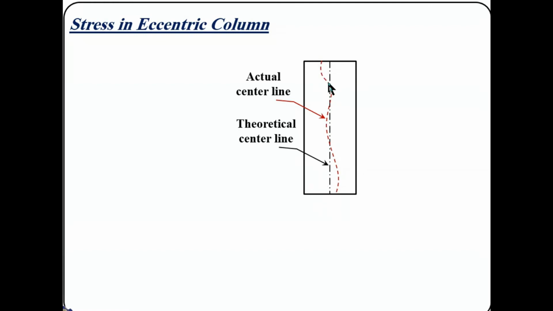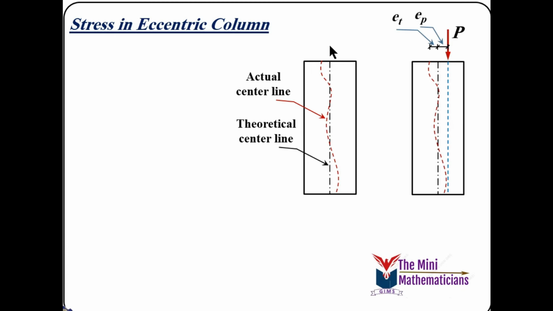But the actual center line may be this red one. Why? Because, for example, in a concrete column, the distribution of the aggregate may not be the same on either side. So the center line is the center of mass at any cross section. So the actual center line is a function of the distribution of the material along the length, which may cause eccentricity within the column.